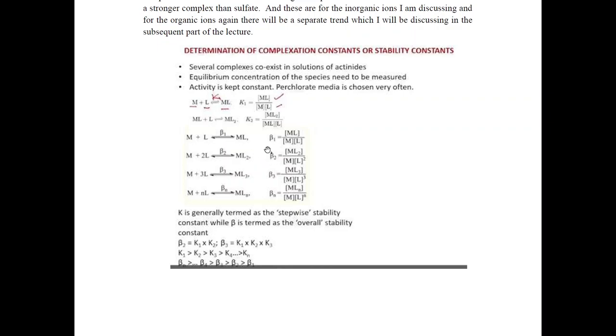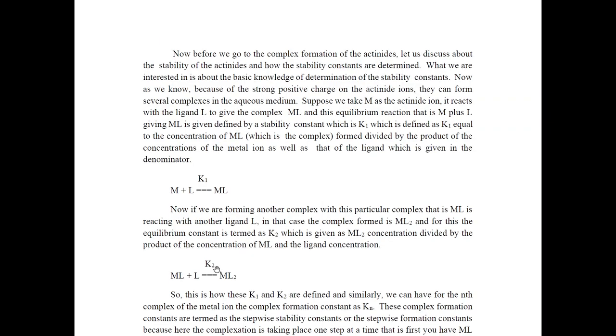Similarly, there is beta, which is called the overall stability constant: beta 1, beta 2, beta 3, beta 4. Beta 2 equals K1 K2, beta 3 equals K1 K2 K3. Now, K1, K2, K3, K4 decrease, like this: the first step will be faster than the second and third, and so on.